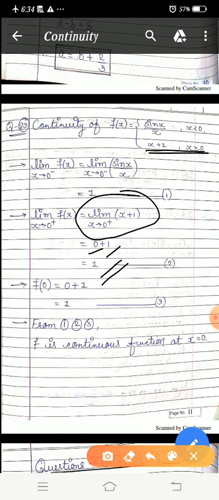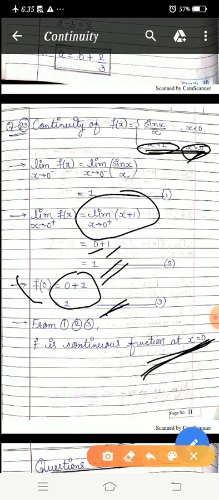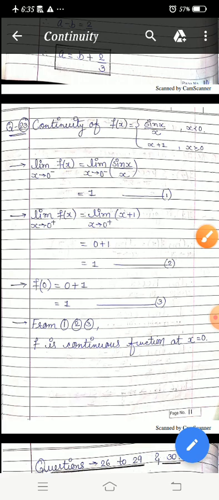Whenever we find the value of the function at the given point, here x equals 0, we need to take the function x plus 1. So the answer is 0 plus 1 equals 1. So from equations number 1, 2 and 3, we can clearly see that f is a continuous function at x equals 0.